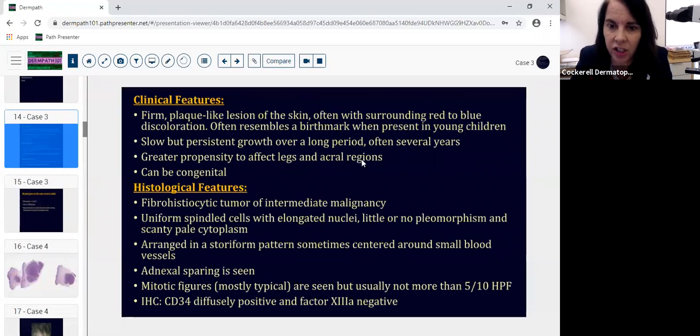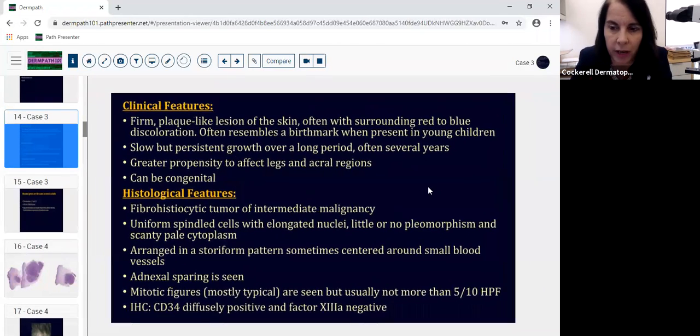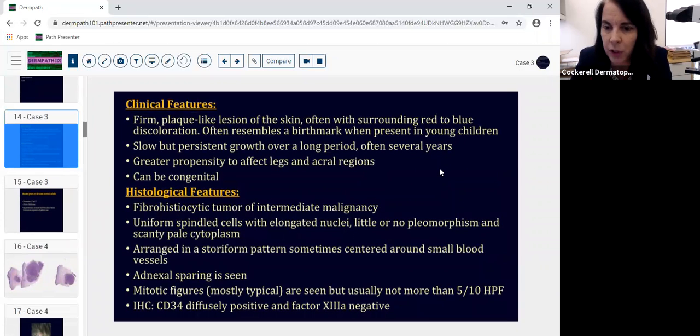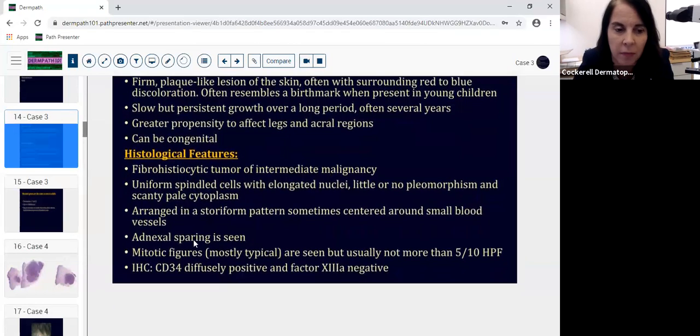Clinically, this plaque-like lesion on the skin can be surrounded by a red-blue discoloration. It resembles a birthmark. It can be congenital and present in young children. It's a slow, persistent growth over a long period, often several years, with a greater propensity to affect the legs and apical regions, and it can be congenital.